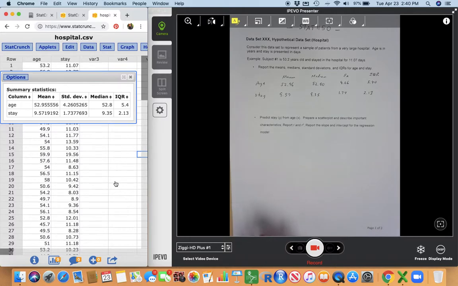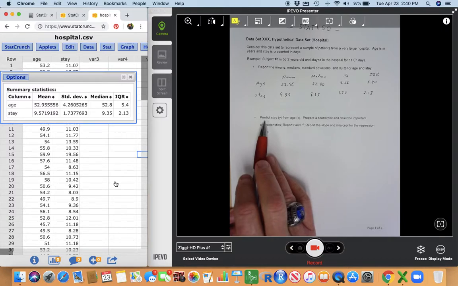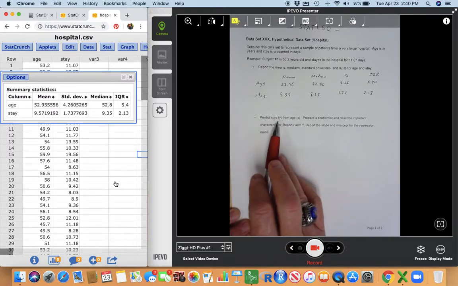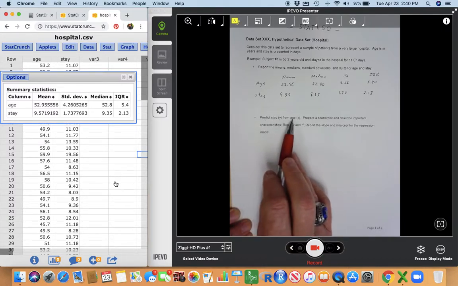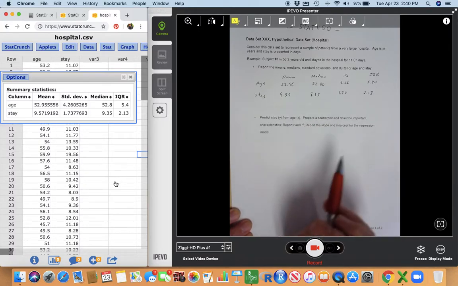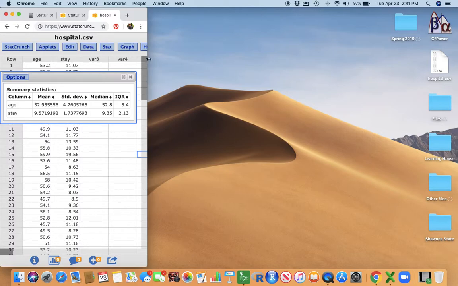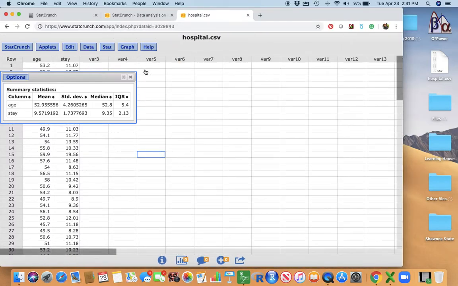consistently. Now, the next thing we want to do, and you should already have this done, is predict stay from the age of the patient. So prepare a scatter plot, describe important characteristics. So guys, I'm going to close this down and go over and do that.